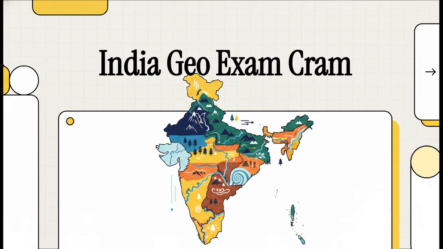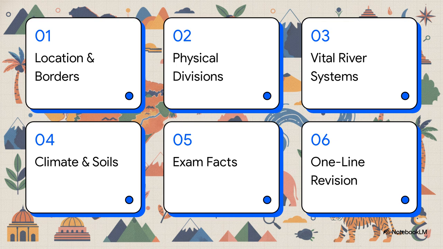We are going to build a massive mental map of India's geography right before your final exams. If you want to stop just blindly memorizing facts and actually start seeing how the land, the rivers, and the climate all connect together, you're in the exact right place. We are going to lock this information in. Here's what we're covering today: location and borders, the 6 physical divisions, vital river systems, climate, soils and forests, some rapid-fire exam facts, and we'll wrap up with a one-line revision to lock it all in. Let's get right to it.